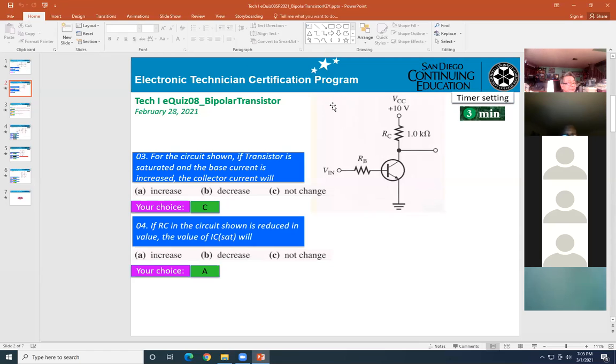Okay. If RC in the circuit is reduced in value, the IC saturation will be increased. The thing is, when you decrease the value of RC, that means the current will be increased.